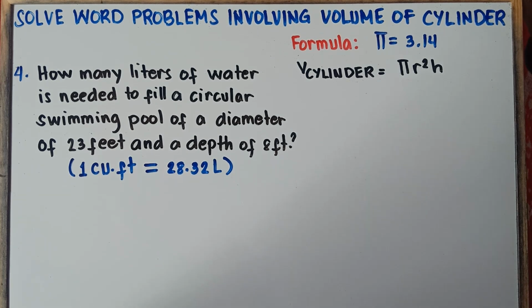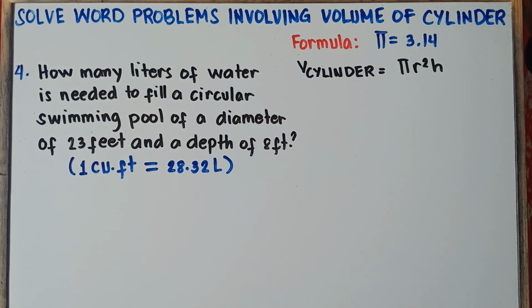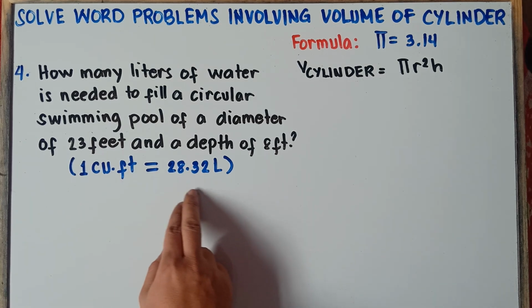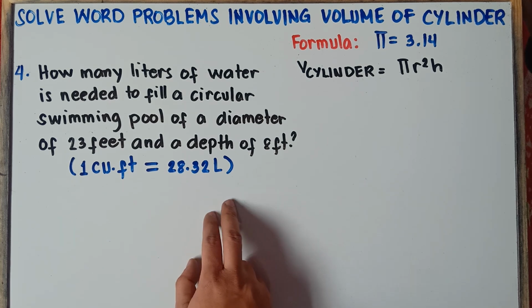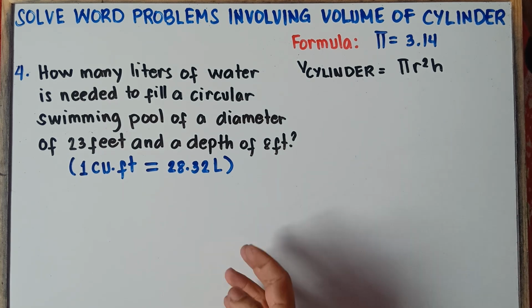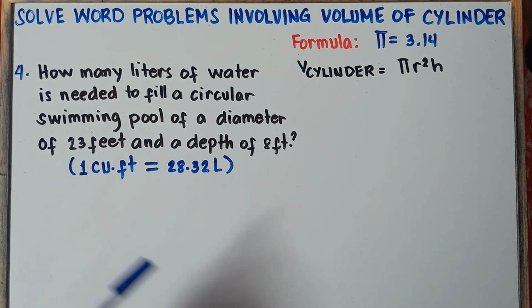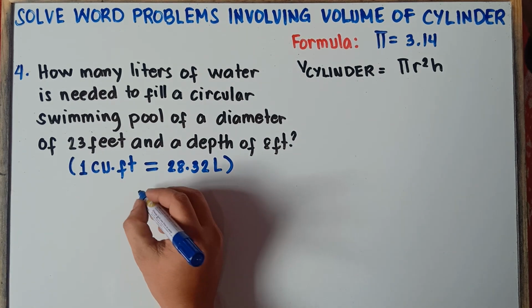Alright, so for number 4: how many liters of water is needed to fill a circular swimming pool of a diameter of 23 feet and a depth of 8 feet? This will be the conversion: 1 cubic foot is equal to 28.32 liters. Once again, we're told to find the amount of liters of water needed to fill a circular swimming pool. Let me just write down the givens for us to be guided.